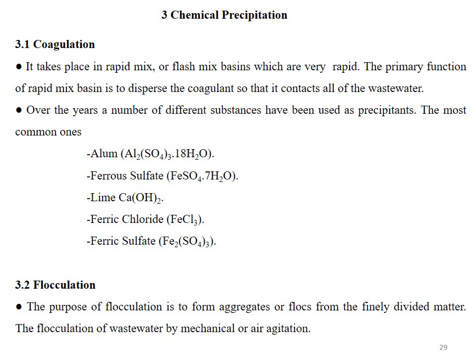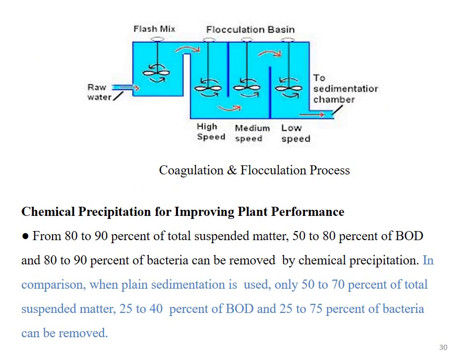Flocculation of wastewater can also be carried out by mechanical and air agitation. Here is the demonstration of chemical separation with the help of a figure, which represents that raw water is first added into a tank and a coagulant is also added in the same tank and flash mixing is done. Flash mixing means the coagulant is stirred so that it comes in contact with almost every part of the water and almost every suspended impurity in the water.